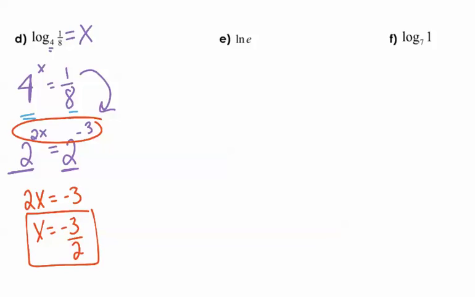Now, if we think logically about this problem, in order to get 4 to some power to equal a fraction, hopefully you're realizing that that answer is going to have to be negative, because anything to a negative exponent is going to flip that to become a fraction.